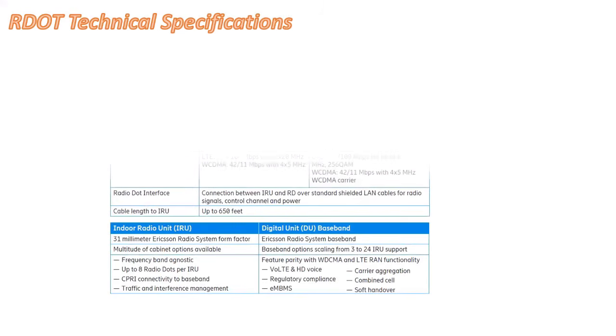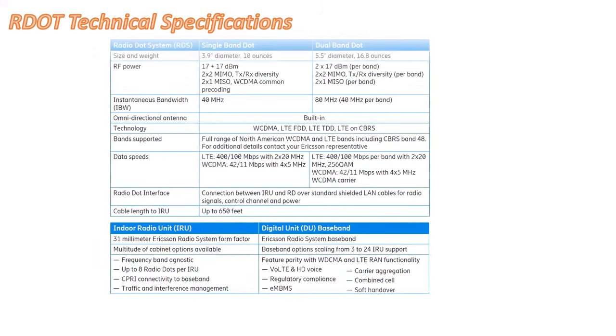So what are the technical specifications of R dot? They have single band dot as well as double band dot. The size and weight is 3.9 inches and 10 ounces here, and here we have 5.5 inches and 16.8 ounces. Power is 17 plus 17 dBm here, and here we have 17 dBm per band, and both support MIMO. The instantaneous bandwidth is 40 megahertz here and 80 megahertz here.